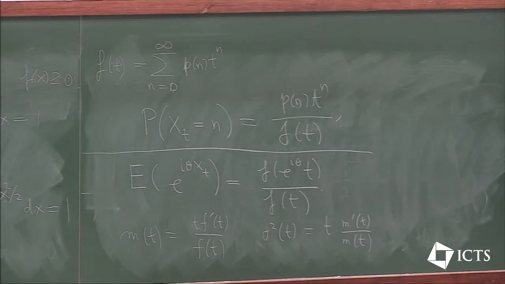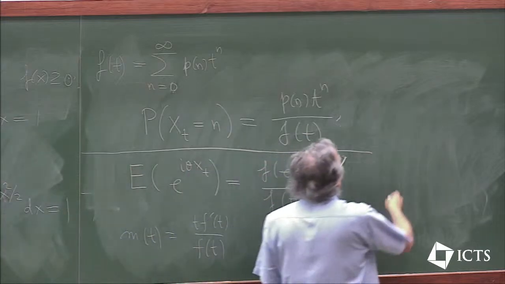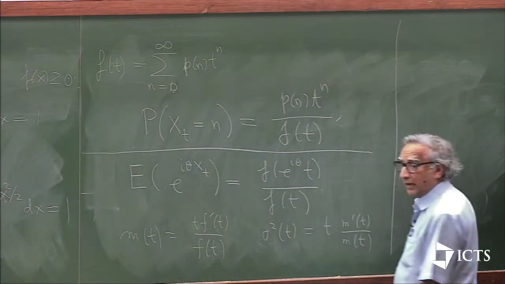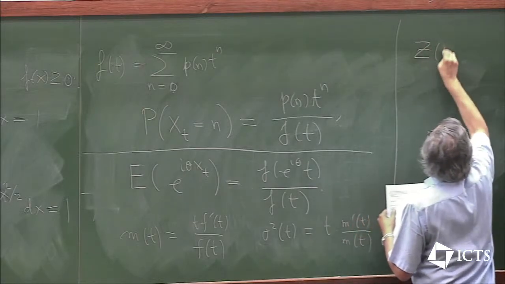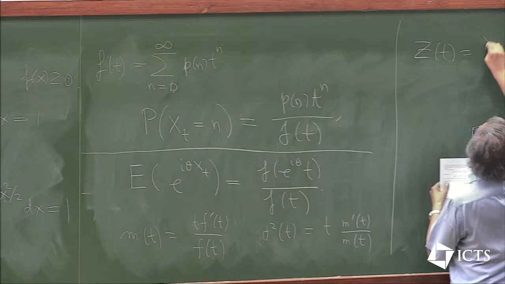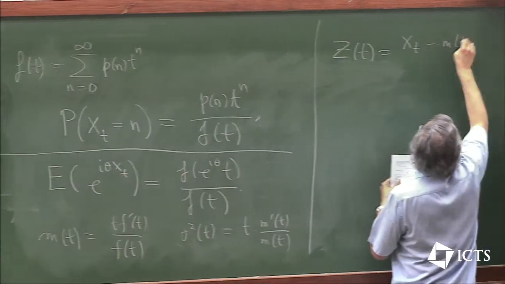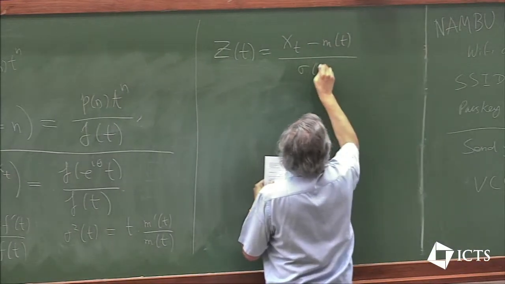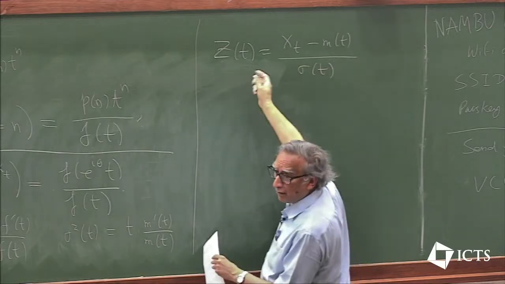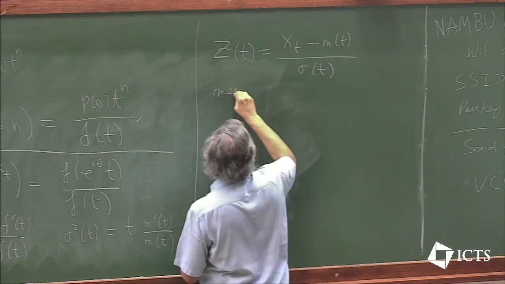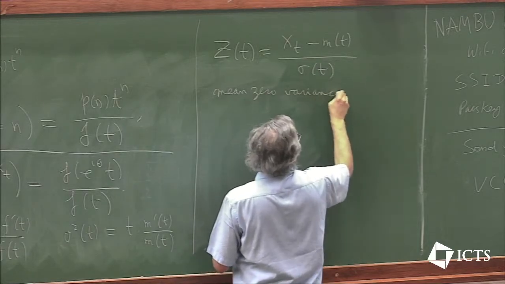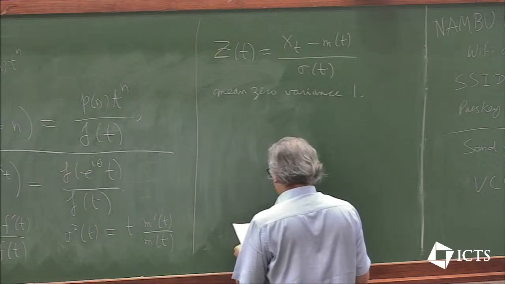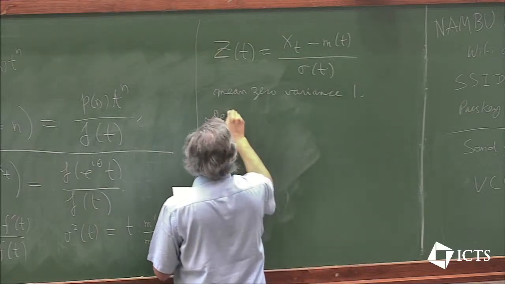Now, normally in probability theory, you study functions with mean 0 and variance 1. So to normalize things, we will set Z(t) to be X(t) minus m(t) divided by sigma(t). So this has mean 0 and variance 1. And so the definition that he gives is the following.